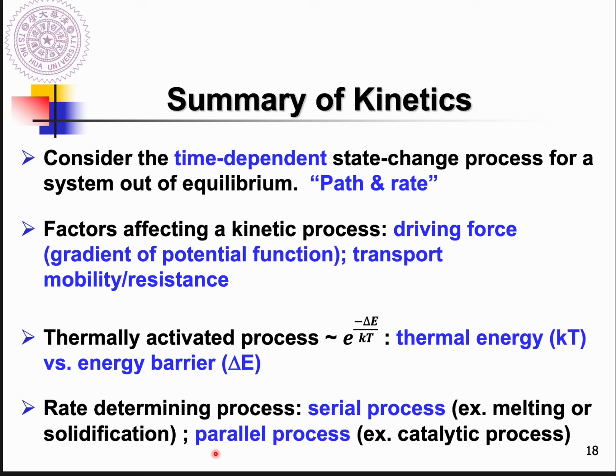Oh, the last one is about the thermal energy. By using the Maxwell-Boltzmann distribution, if we know the temperature, then we can estimate what fraction of the reactants have sufficient energy to overcome the energy barrier. So we can do some estimation based on these distributions. Okay.